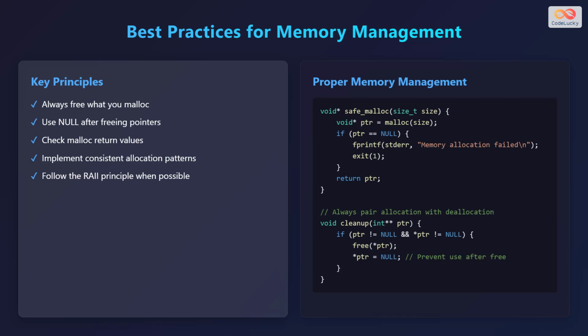Here's an example of proper memory management. The safe_malloc function is a wrapper around malloc that checks if the allocation was successful. If malloc returns null, it prints an error message and exits the program. The cleanup function frees the memory pointed to by the input pointer, and then sets the pointer to null to prevent use after free errors.